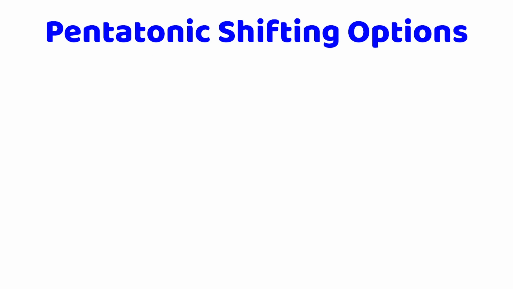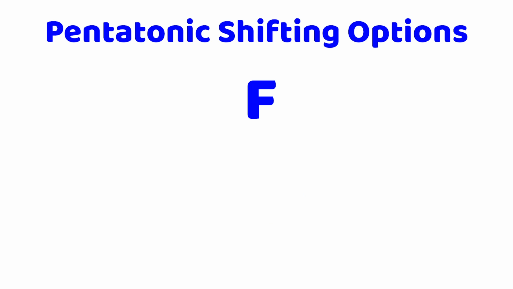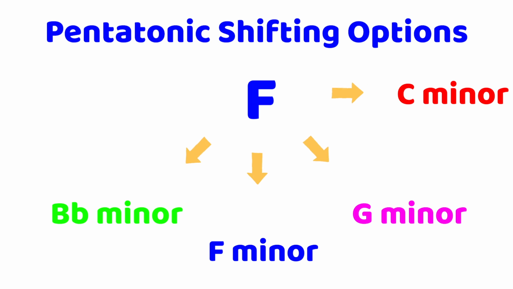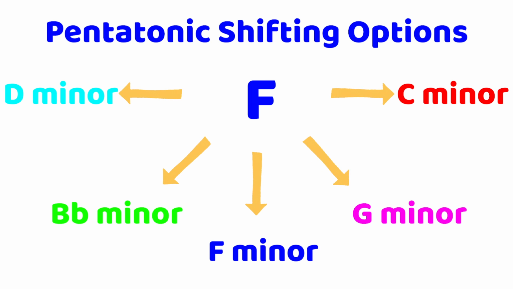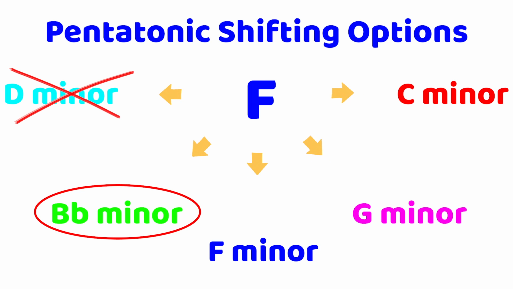So all you have to think about here is there are always 5 options to build a pentatonic scale using any given note. If we're using F, we can build a pentatonic scale from F minor, or G minor, or B flat minor, C minor, or D minor. Now we just came from D minor, so let's use one of those options. Let's go ahead and pick B flat minor.